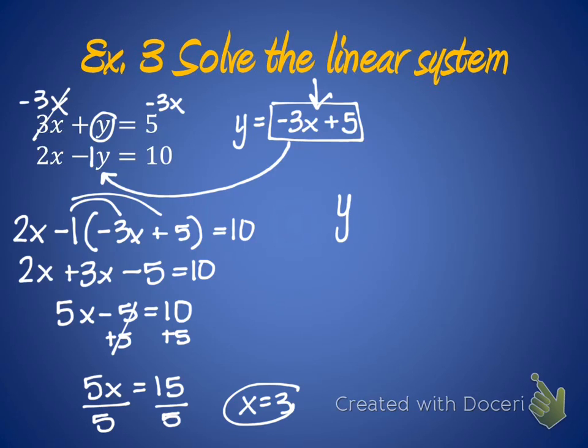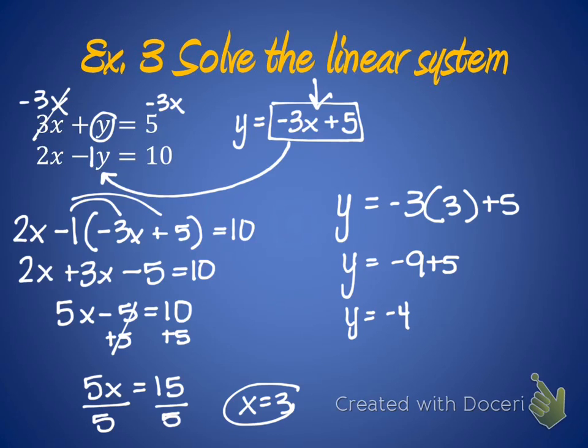So I write y is equal to negative 3 times 3 plus 5. Negative 3 times 3 is negative 9 plus 5 is negative 4. So, you always want to write your answer as an ordered pair. So my ordered pair is 3, negative 4. Okay?